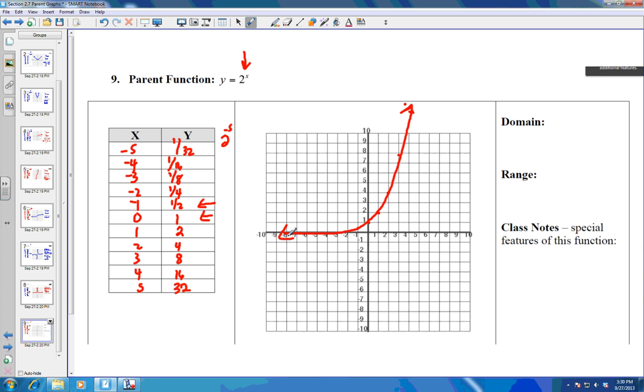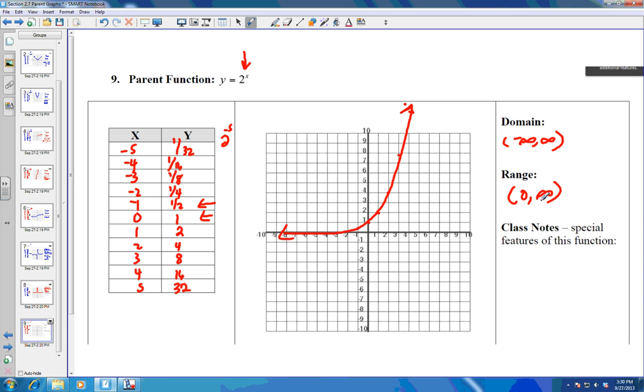Okay, so my domain are my x values. Okay, my domain are all reals or negative infinity to infinity. My range, the lowest that this is going to go is going to be 0 and the highest infinity. Class notes, I don't have any class notes for this one.